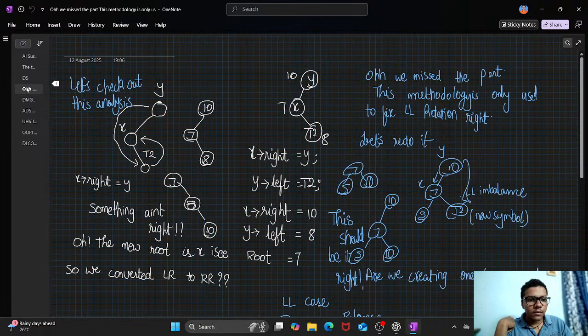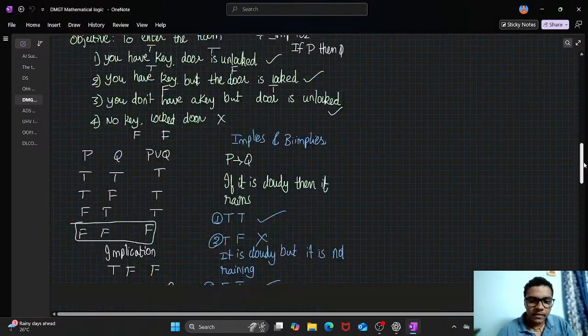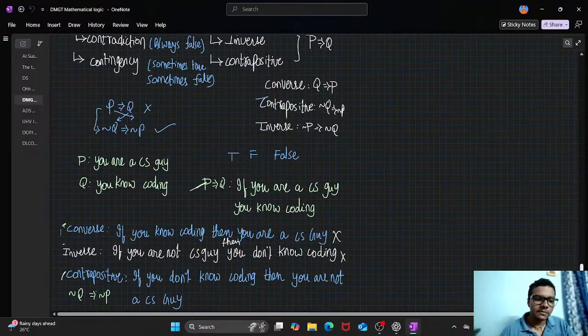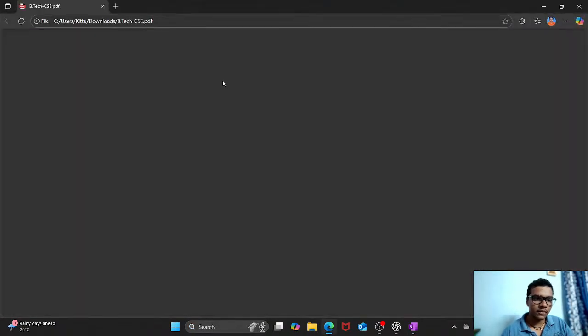Right. So, yeah. In the previous class, we completed up to this point. We have completed what is converse, inverse, and contrapositive. Let's look at the syllabus and let's get going with this.